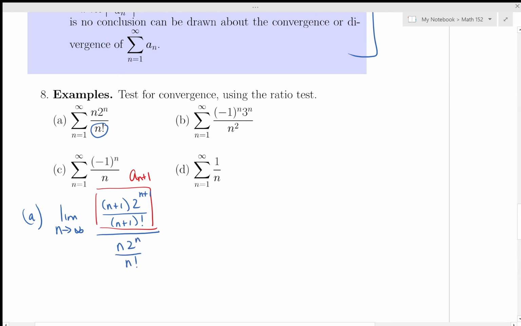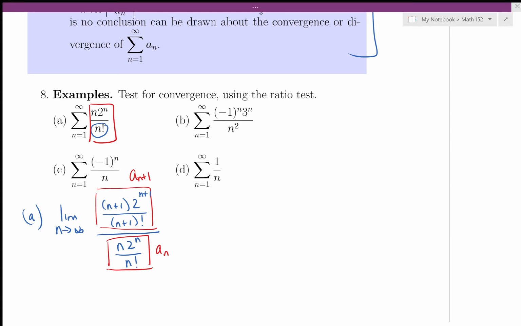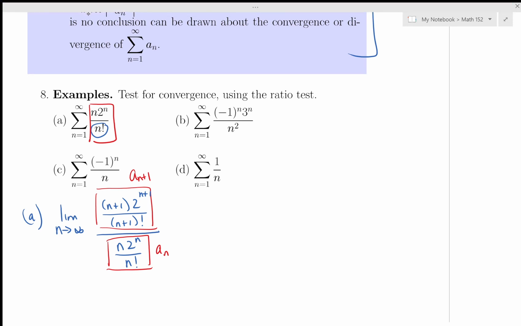Okay, so now I've got a limit. If my limit taking skills hold up, I'll be able to tell whether this limit is less than 1, equal to 1, or greater than 1. That's all I care about. I just need to know that, and then I'll be able to possibly get some information about the convergence. So this thing right here is a n. All right, so now let us take this limit.